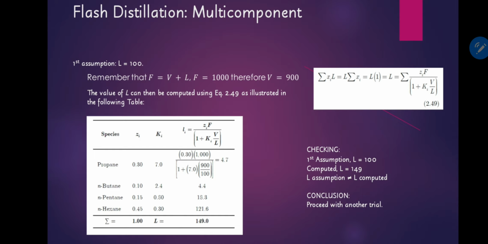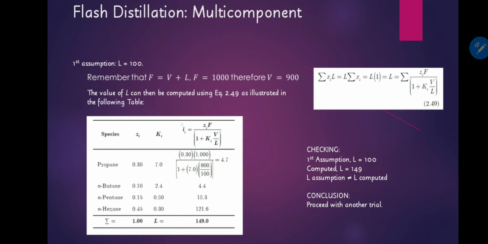This is 2.49 as illustrated in the following table. Again, Zi represents the composition of species in the feed. For propane, that is 0.30, butane 0.10, N-pentane 0.15, and N-hexane 0.45. This is all given. Ki is what we looked for a while ago using the K chart. So for propane, we have 7, N-butane 2.4, N-pentane 0.8, and N-hexane 0.30.